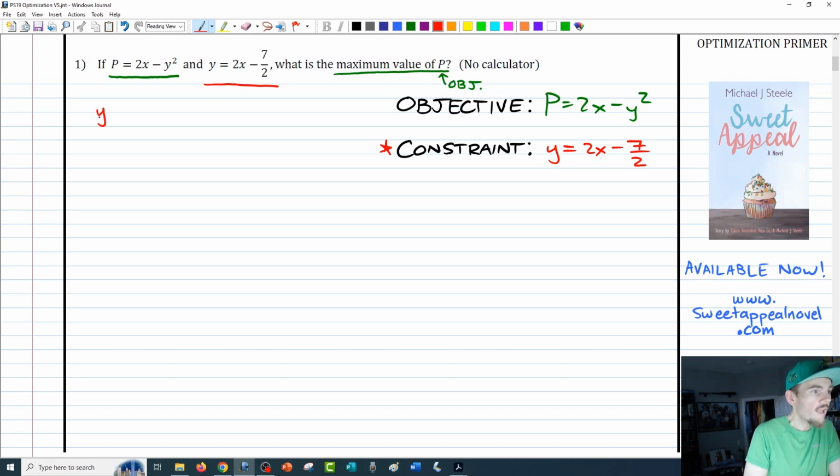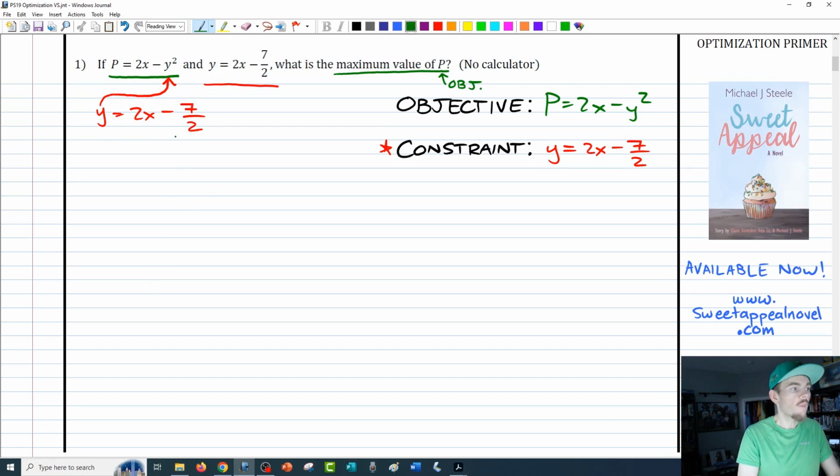So in our case, y equals 2x minus 7/2. Well, actually it's already done the work for us. We already have y by its lonesome. What that allows us to do then is substitute it into 2x minus y squared. So I'm going to take that objective function, P, which is equal to 2x minus y squared, and I'm going to go ahead and substitute in 2x minus 7/2.